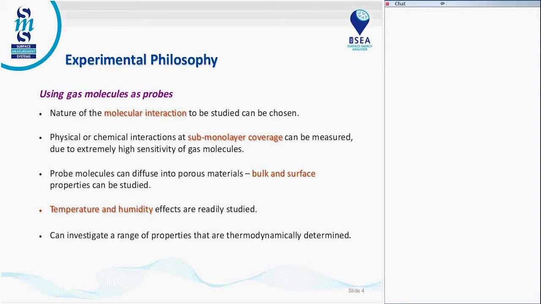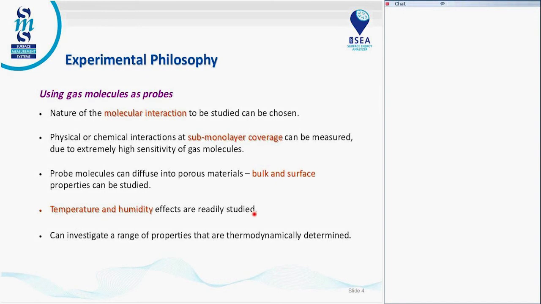Inverse GC is what we call a molecular probe technique. We use gas or vapor molecules of known properties to study and investigate surface properties and bulk properties of solids or semi-solid materials. We can look at both physical and chemical interactions at very low surface coverages due to the high sensitivity of using these gas or vapor molecules. As I mentioned, depending on the settings or method or application, you can investigate bulk and surface properties.